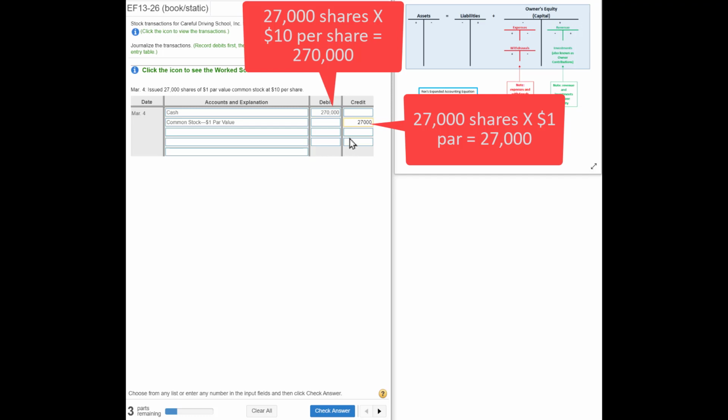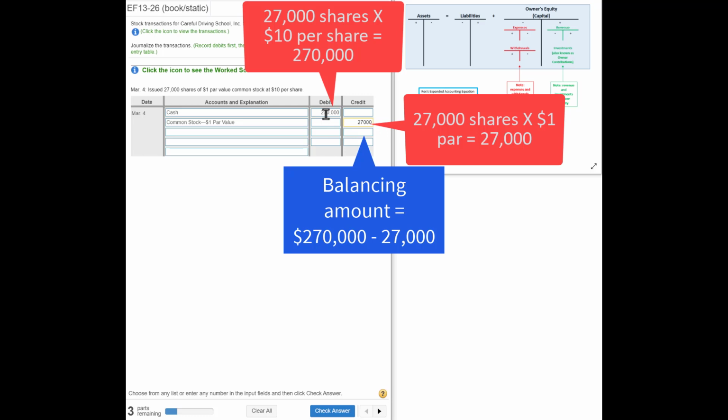Now notice this does not balance. To get the balancing amount, we take 270,000, subtract 27,000, and put the difference on the smaller side to make sure that debits equal credits. This account is paid in capital in excess of par for the common stock. We need an explanation: issued common stock for cash.